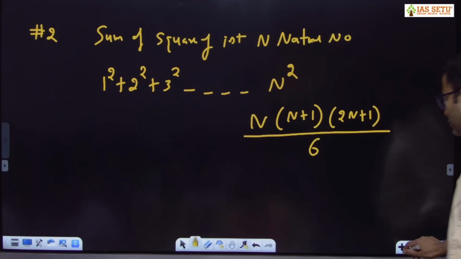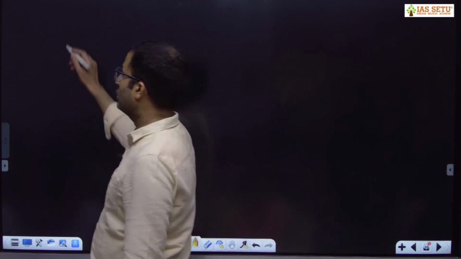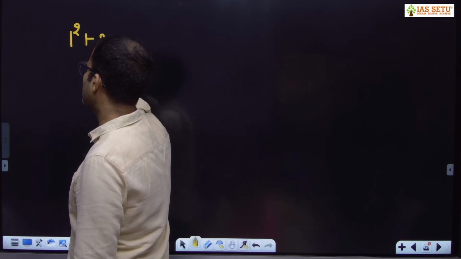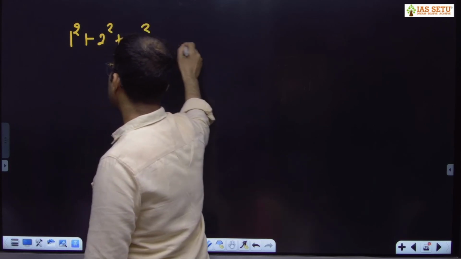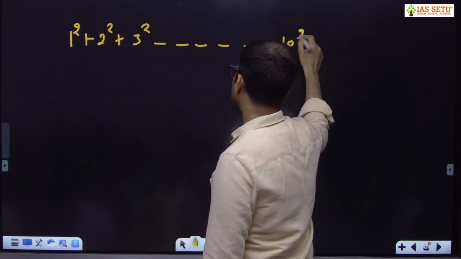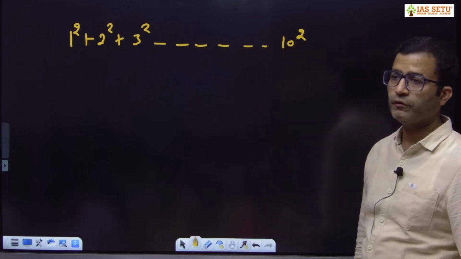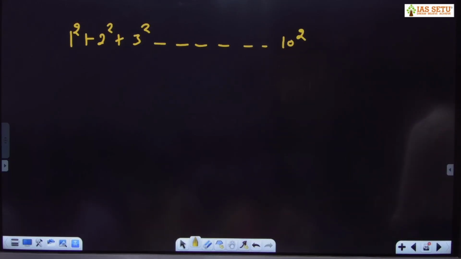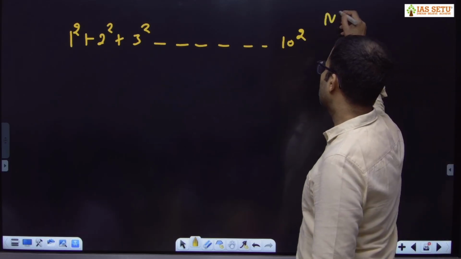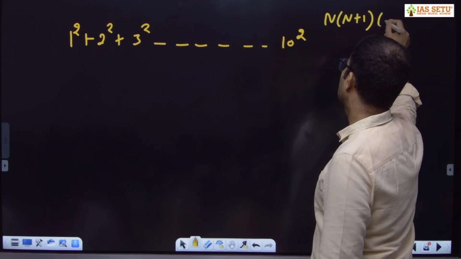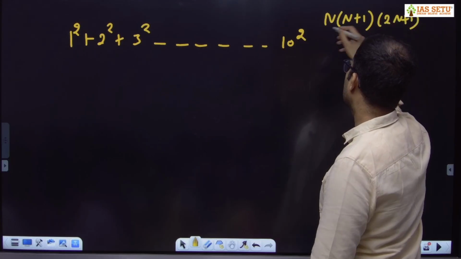Let us try 2-3 questions. 1 square plus 2 square plus 3 square up to 10 square. First you try this. The value of n is 10 in this question. Formula: n into n plus 1 into 2n plus 1 divided by 6.